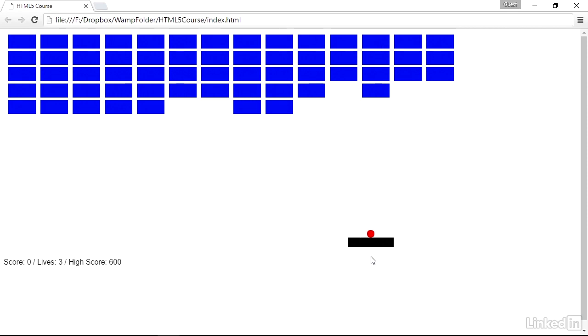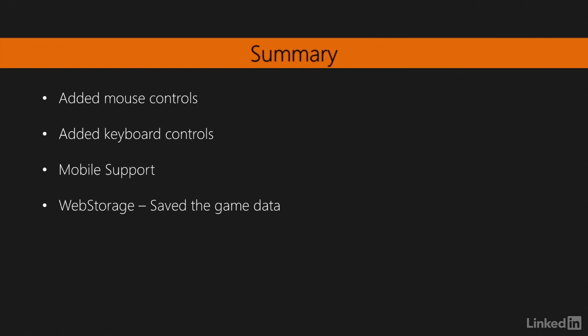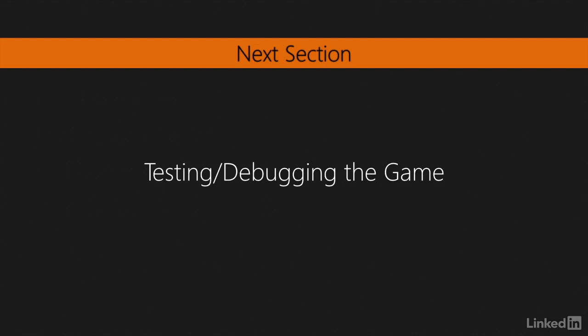Congratulations! Now you know how to use web storage to hold game data. And with that, we've completed section 4. In this section, we focused on going further into the game logic and adding support for various input devices. And in the end, we've also discussed about saving data locally in between sessions, regardless of which device you use. In the next section, we're going to discuss about testing and debugging the game.